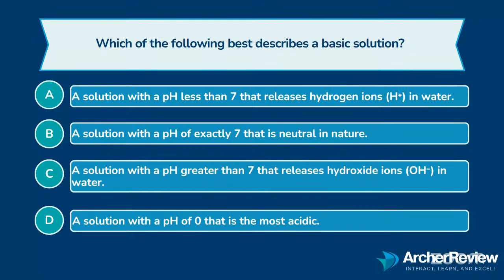B, a solution with a pH of exactly 7. That is neither acid nor base. That is just like pure water. That is neutral. And then D, a solution with a pH of 0 that is the most acidic. So while a pH of 0 would be the most acidic, it certainly would not be a basic solution.